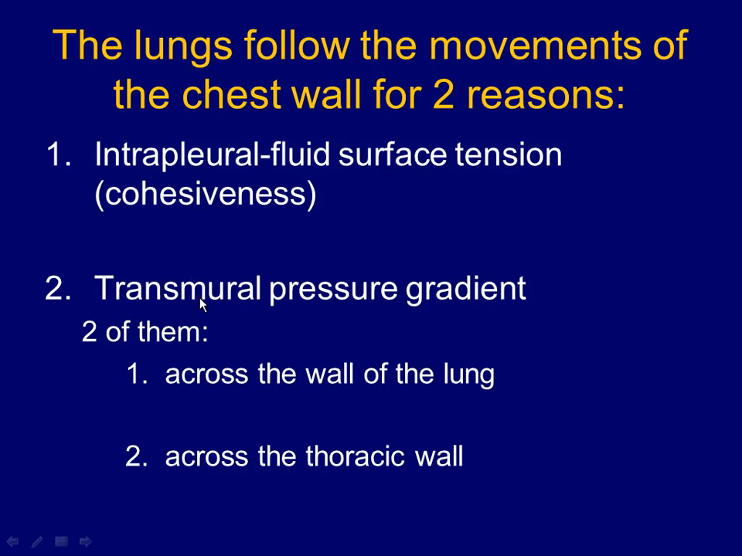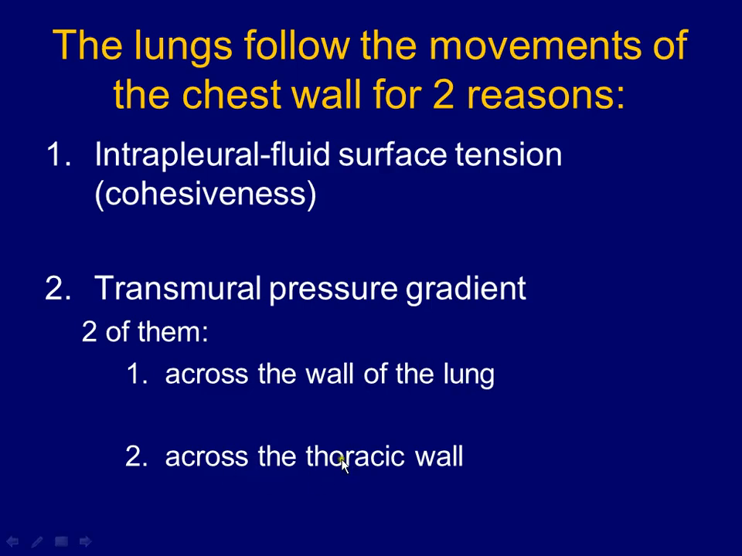If you start increasing the pressure on one side of the wall over this side, it's going to push towards the lower pressure. But you have two walls, and this is the interesting thing about the two walls, is that these two walls' pressures are actually pushing in opposite directions. One of those pressures is across the wall of the lung. Across the wall of the lung is trying to collapse your lung. It's trying to pull your lung shut.